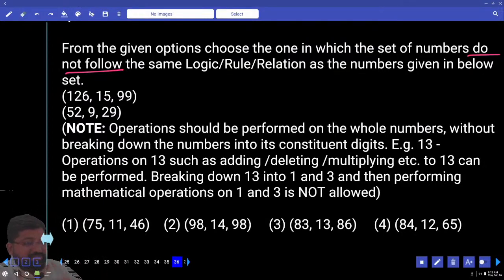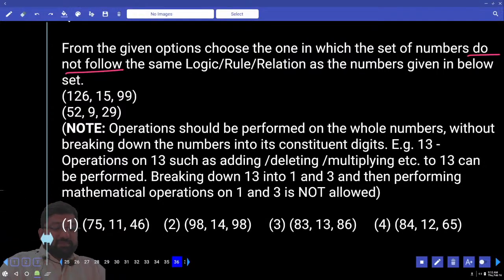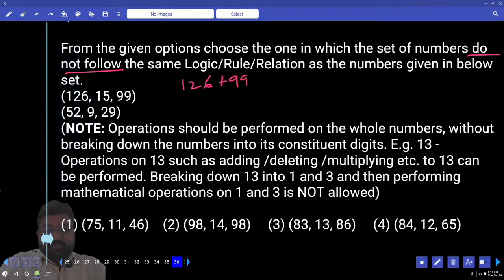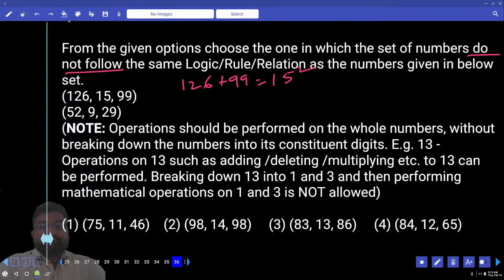What's going on here, sir? Amma? First plus last is equals to middle square. 126 plus 99 is equals to 15 square, 225. 52 plus 29 enta amma? 81. 81 enta? 9 square. ఇప్పుడు 75 plus 46 enta? 121. 98 plus 98? 196. 196 is obvious ga 14 square.